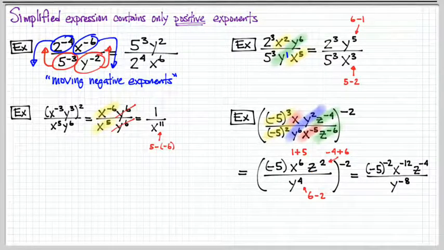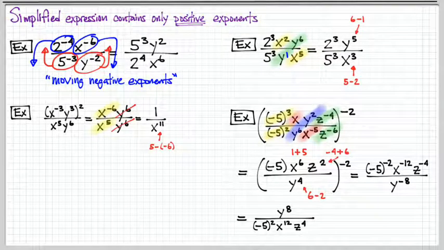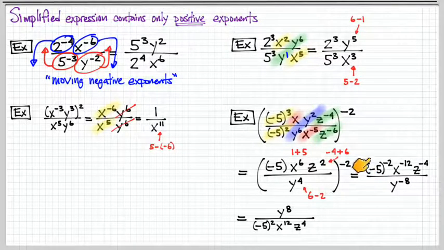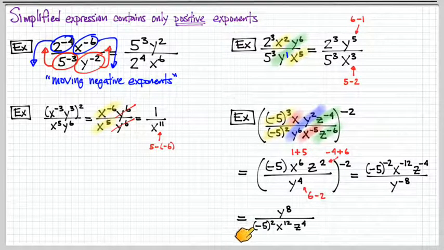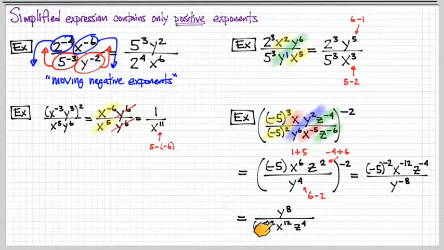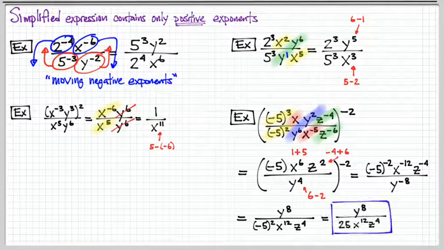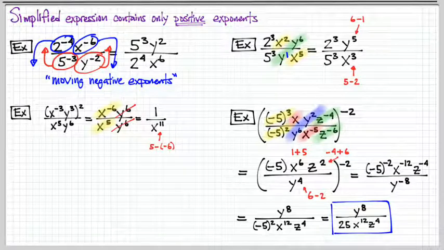Now I have all these negative exponents now, so I need to fix this. So I'm going to rearrange this. I have my terms that are on the top that are all negative exponents. I'm bringing them to the bottom and negating all the exponents. And same with y to the negative eighth. I bring that to the top, y to the eighth power. Now, the last thing I want to do is simplify this. Negative 5 squared is equal to 25, and so I'm done.